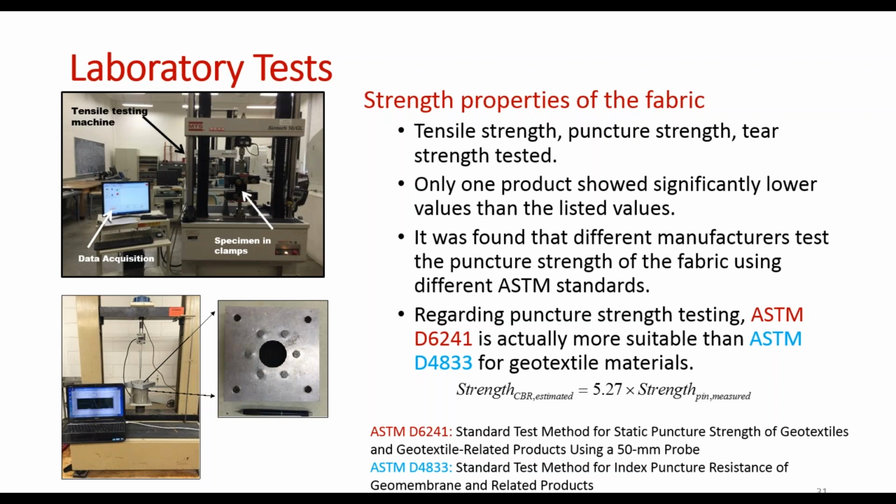we suggested that ASTM D6241 is actually more suitable than the currently suggested ASTM D4333 for geotextile materials. The difference between these two testing methods is actually the configuration of the loading. D6241 uses a larger puncture probe, but the other one is more like a pin or needle. Okay, so you can imagine which one will give you a larger strength.